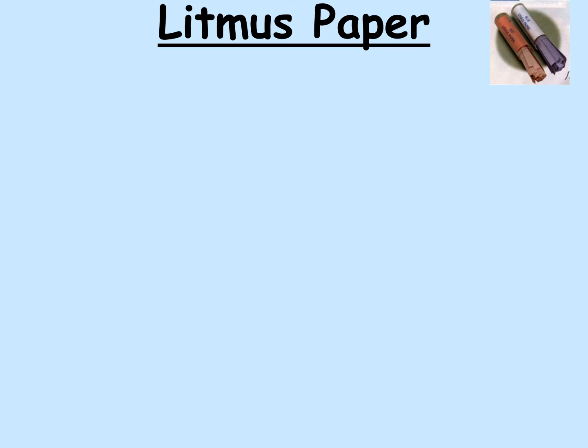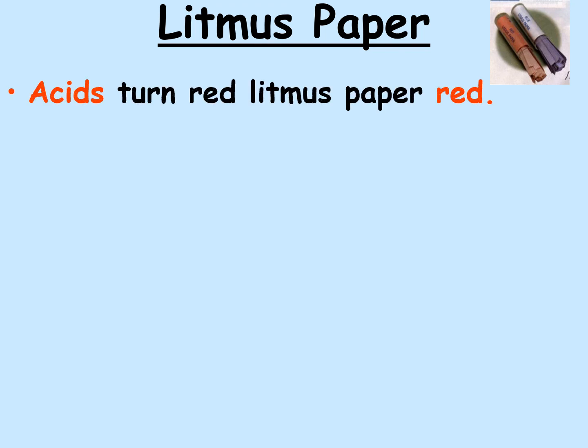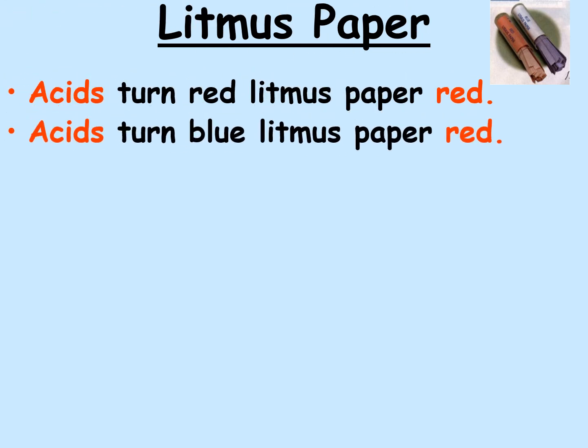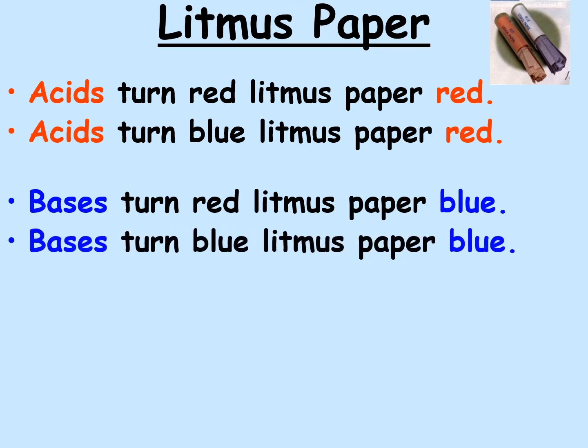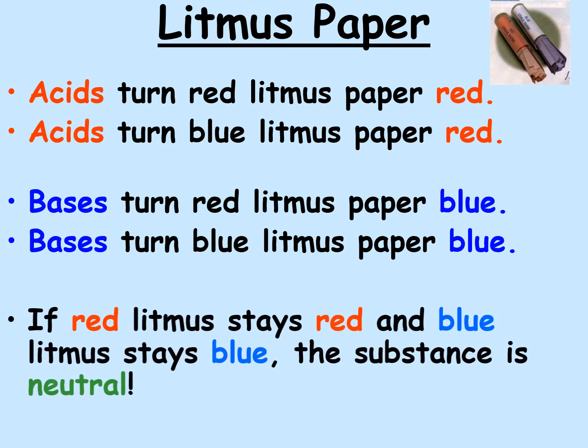Litmus paper: blue litmus paper and red litmus paper. If you're starting with red litmus paper, acids keep it red. In other words, it's not going to change. It's just going to look wet. Acids turn blue litmus paper red. Acids turn everything red. Bases turn red litmus paper blue, and they turn blue litmus paper blue. I say they turn it blue because they don't change it to another color. So base is blue, okay? And if red litmus paper stays red and blue litmus paper stays blue, then it's just neutral.